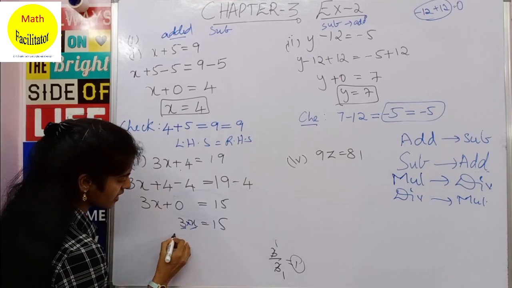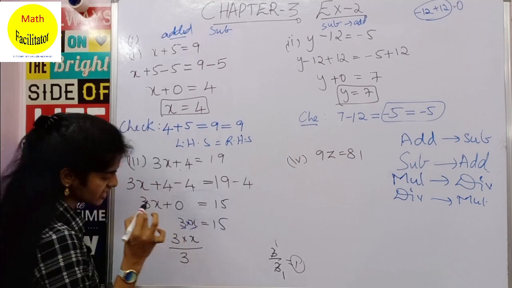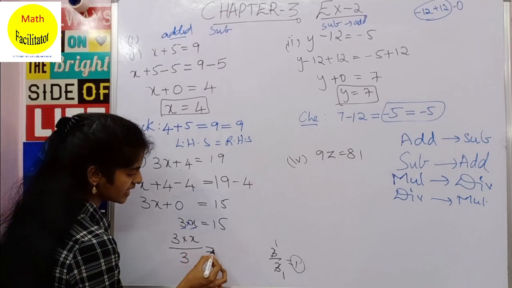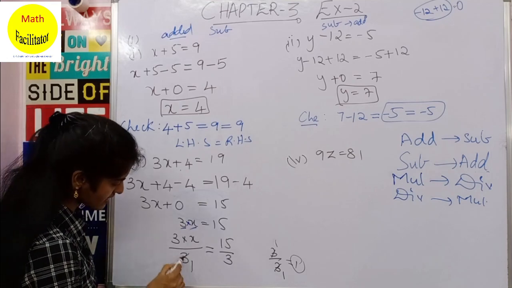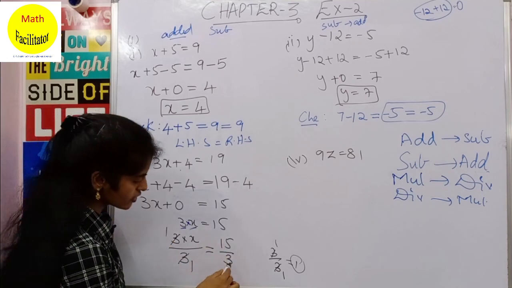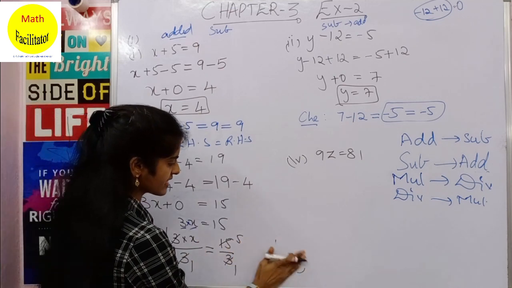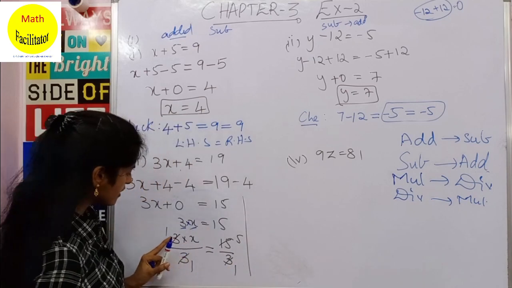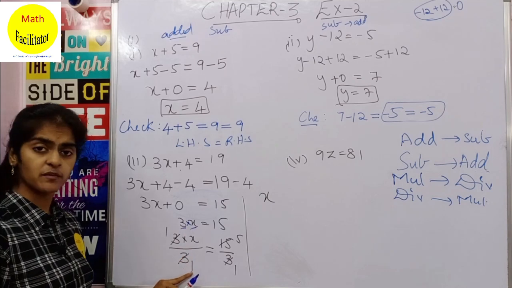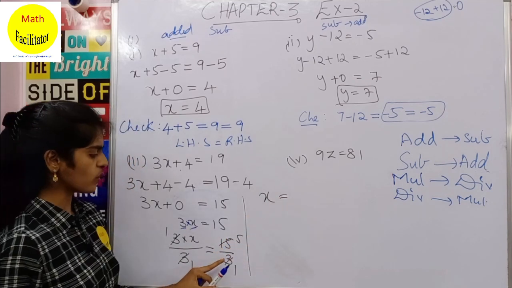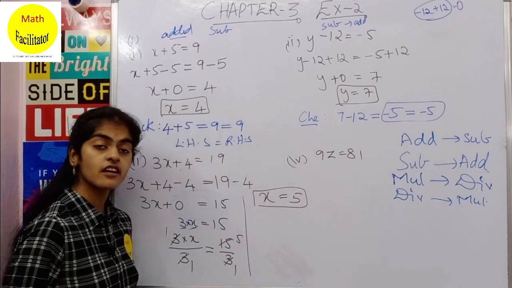So let us see here. 3 into x, this is 3 multiplied by x, and I am dividing the LHS by 3. Similarly, you will divide the RHS by 3. Clear? 3 ones are 3, and here 3 fives are 15. So what is the final answer? 1 into x gives you x, is equal to, now 15 divided by 3 is nothing but 5. So the value of x, you got it as 5.